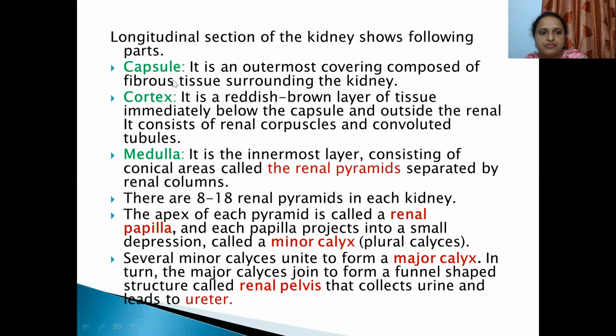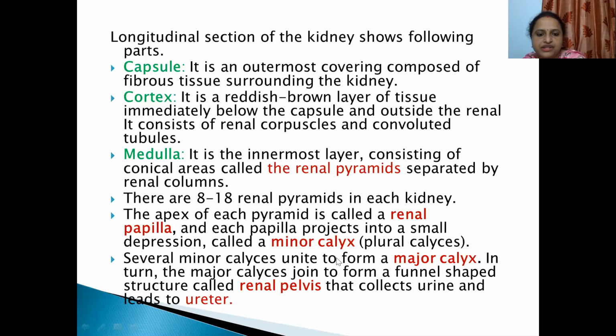So you can see here, it has an outer covering called the capsule, and then the next region is the cortex, which is a reddish brown layer of tissue immediately below the capsule. And next comes the medulla. The medulla contains renal pyramids, and the number of renal pyramids is almost 8 to 18. And next comes the renal papillae. The apex of each pyramid is called renal papillae, and they open into minor calyx. From minor calyx, they come to major calyx. From major calyx, they open into the pelvis, and that pelvis leads into the ureter, which collects the urine.